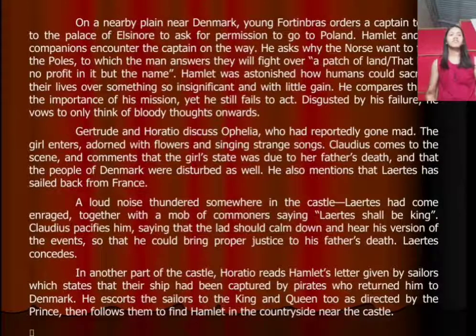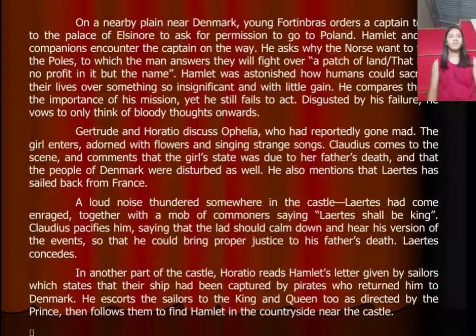A loud noise thundered somewhere in the castle. Laertes had come in rage, together with a mob of commoners saying, "Laertes shall be king." Claudius pacifies him, saying that the lad should calm down and hear his version of the events, so that he could bring proper justice to his father's death. Laertes concedes.